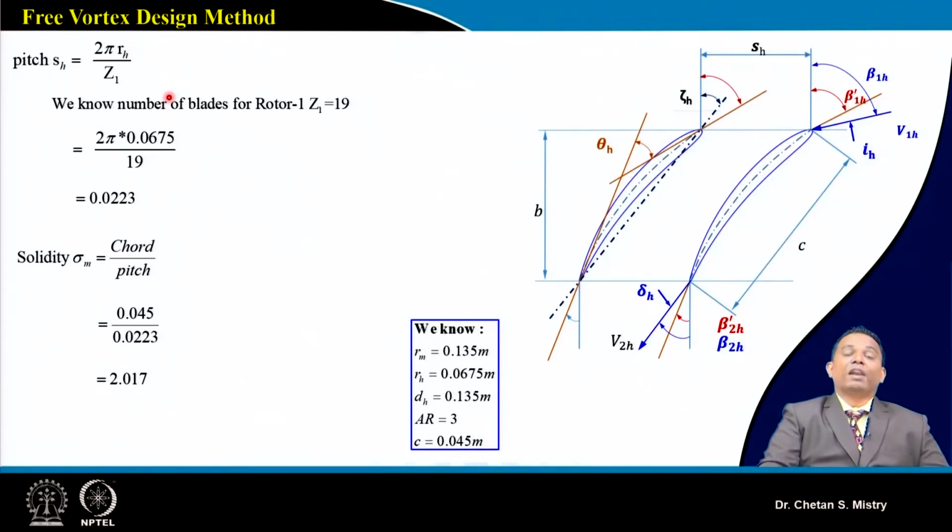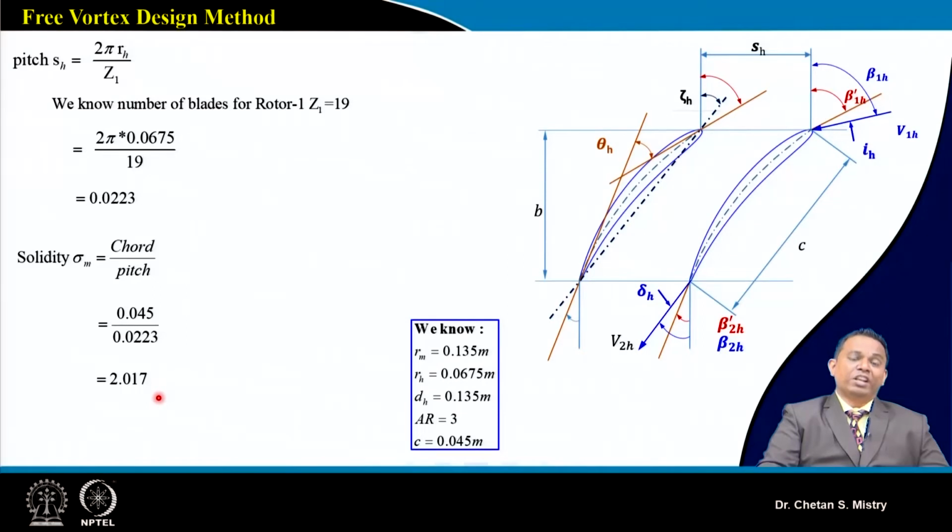As we have done calculation for the number of blades to be 19 for rotor 1, the same number of blades we will be putting. That will help us in comparing our results. Okay. So if we take my number of blades for rotor 1 to be 19, my pitch is coming 0.022. Okay. And based on that, since we already know our chord, we can calculate our solidity near the hub region, and that is coming 2.017.